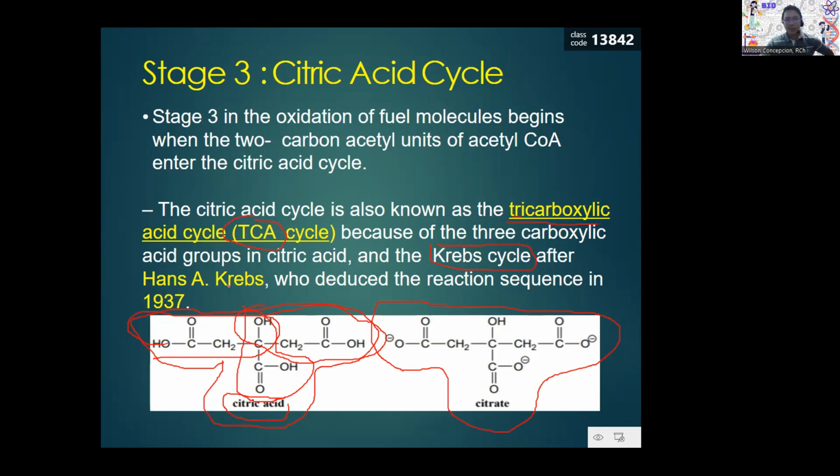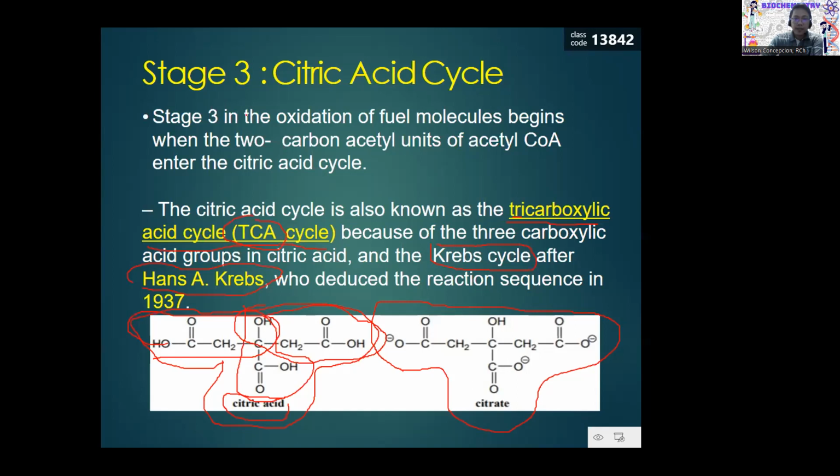what happens to our acetyl-CoA to produce the needed materials for ATP. Okay? Yan si Hans A. Krebs. Okay, kaya naging Krebs cycle. But we use more the TCA cycle. Okay? Ngayon, mas gagamitin natin yung term na TCA cycle.